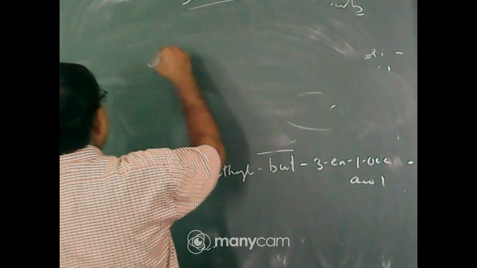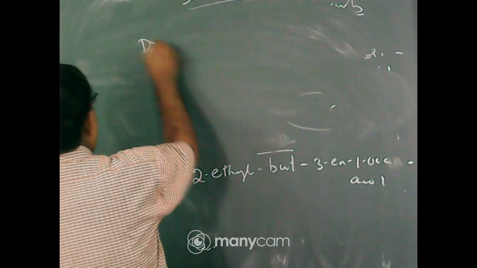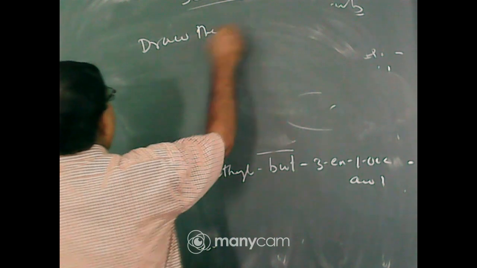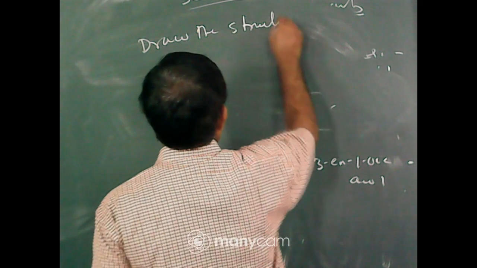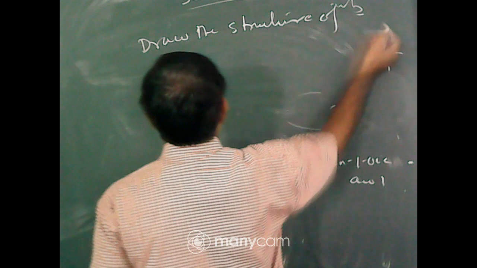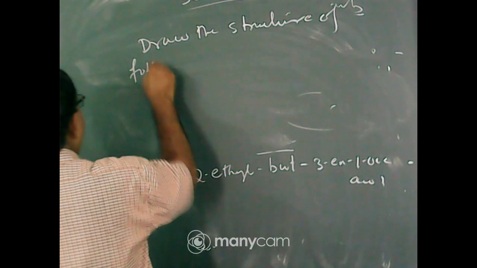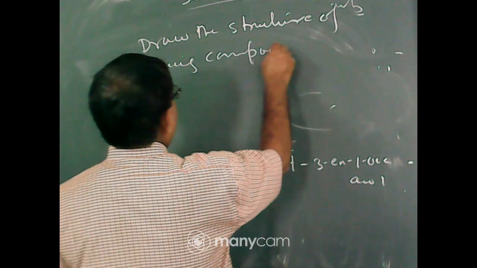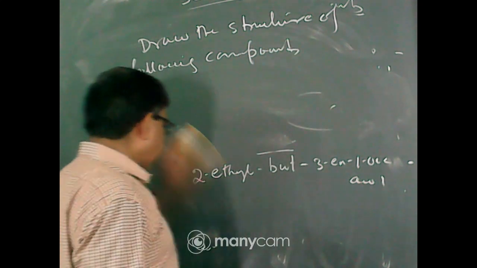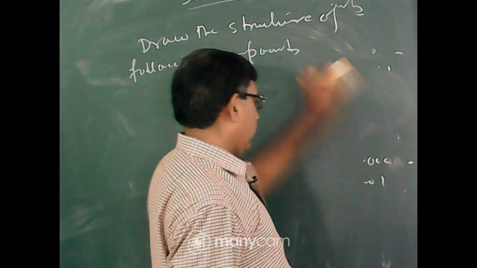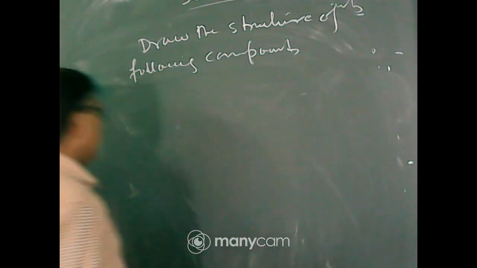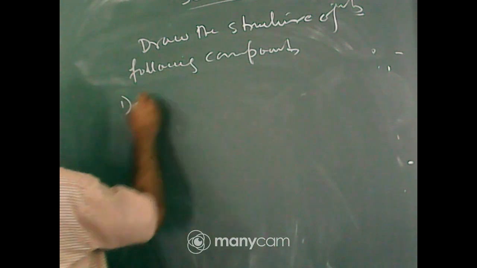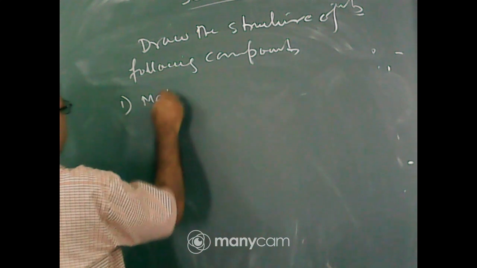Now another type of question: draw the structure of the following compounds. That means the IUPAC name of the compound has been given, and you have to draw the structure. Number 1, methanal.